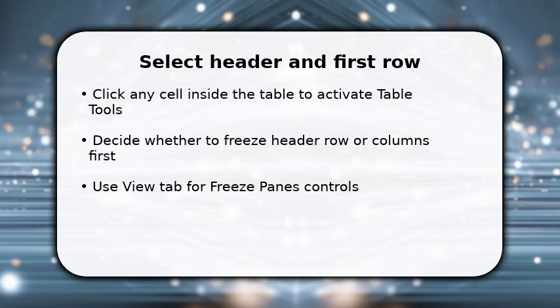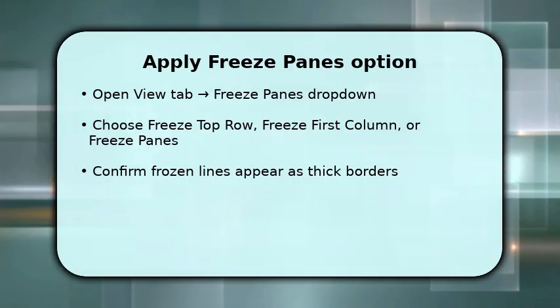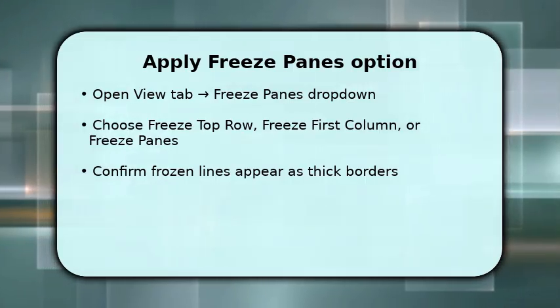Now move to the View tab to access Freeze panes. You click the View tab and open Freeze panes. This menu controls how Excel locks visible rows and columns.